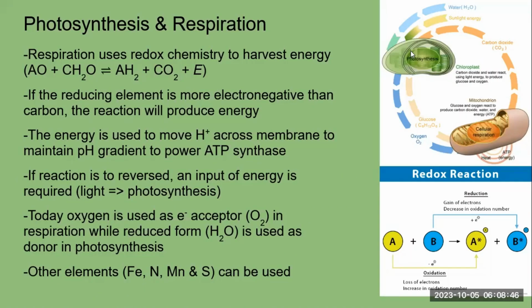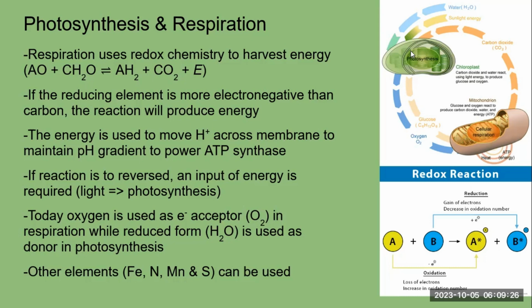The two major metabolic processes that have allowed life to have such a profound impact on the Earth are photosynthesis and respiration. Respiration uses redox chemistry as a means to harvest energy. Here, organic carbon, with the generic formula CH2O, is reacted with the oxidized form of another element, depicted here as A. The organic carbon is oxidized to carbon dioxide, while element A acts as the electron acceptor and is reduced. So long as the element acting as the electron acceptor is more electronegative than carbon, the reaction will produce energy which the organism can utilize.